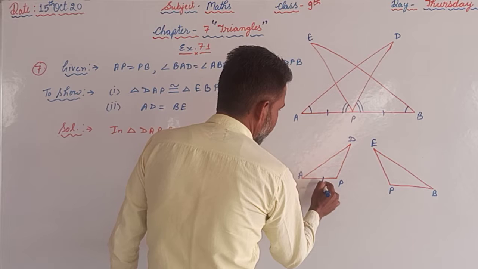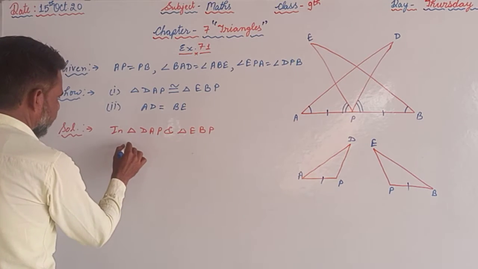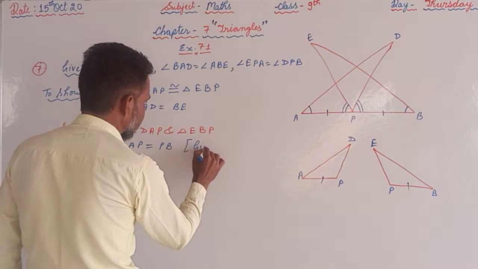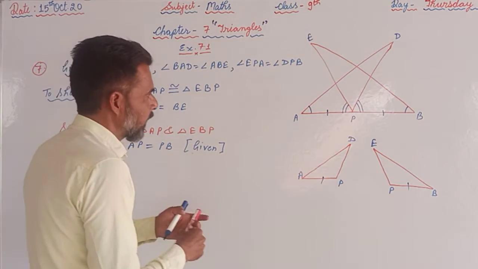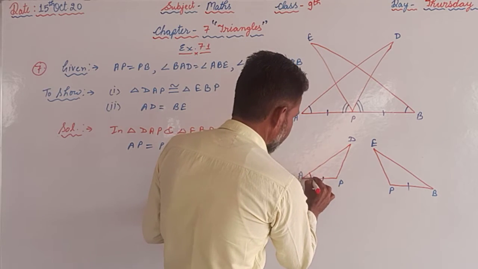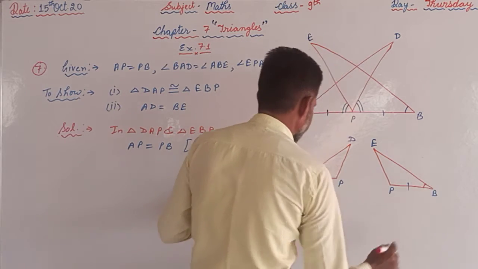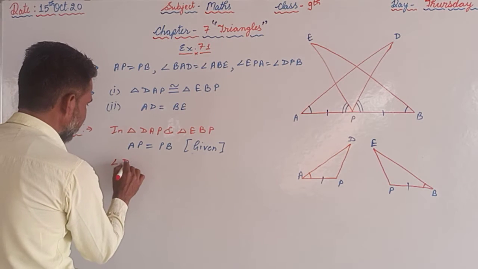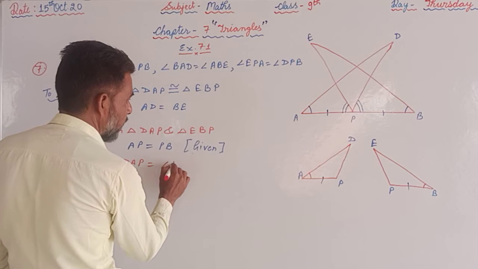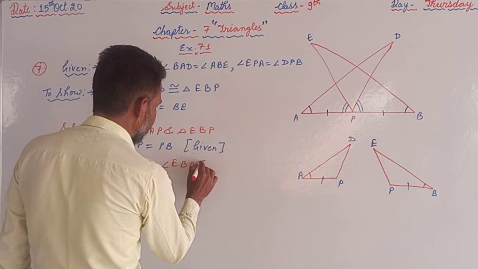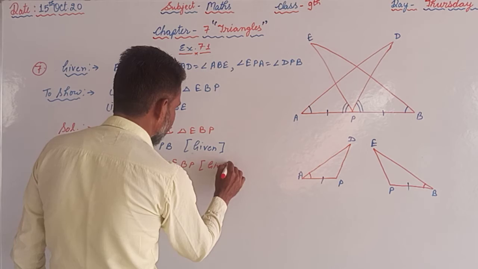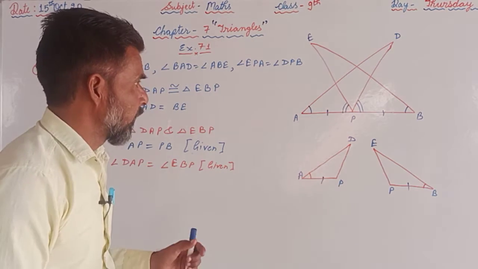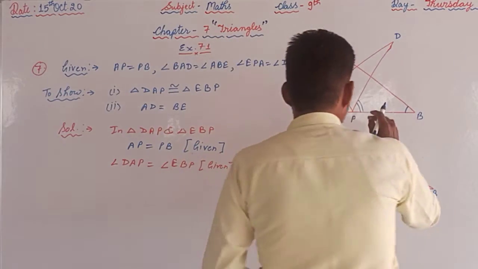This is given, AP is equals to PB. AP is equals to PB, that is given, and this angle A is equals to angle B, means angle DAP is equals to angle EBP, that is also given. Two things. Third thing we have to find out.